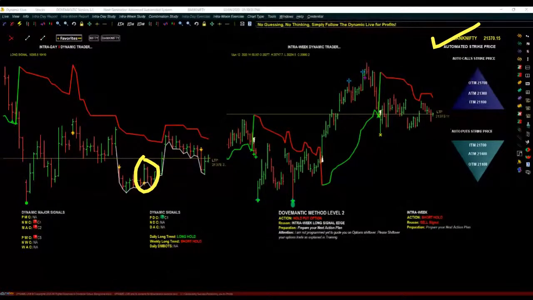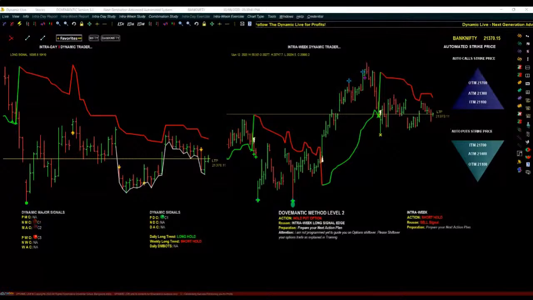Got it? So similarly, if you're trading in Nifty, then Bank Nifty will act as your Tenkai signal here. So this is how you trade as per the third step.